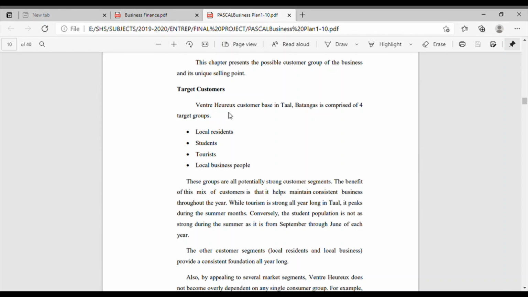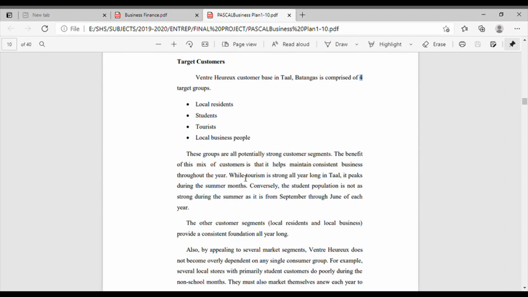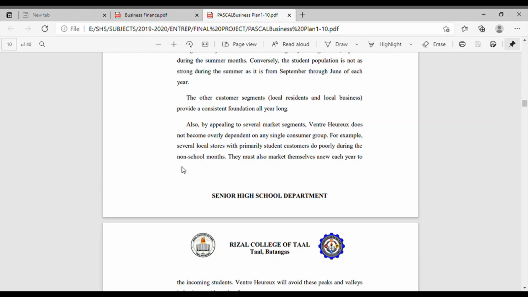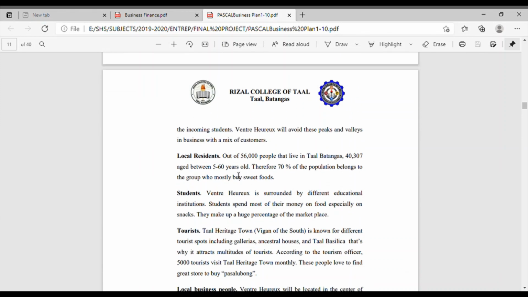So, Ventre Rook's customer base in Taal, Batangas is comprised of 4 target groups. So, sinabi na agad dito kung saan yung place na pagtatayuan at kung ilan yung target groups. Local residents. So, yung affluent local, pinago niya as local residents, the students, the tourists, and the local business people. So, in-explain niya dito yung these groups are all potentially strong customer segments. The benefit of this mix of customers, halos kaparehas lang nung nandoon sa binigay ko kanina. And then, ito na yung kanyang explanation. And then, ito din yung kanilang na-research last year na ginawa nila.